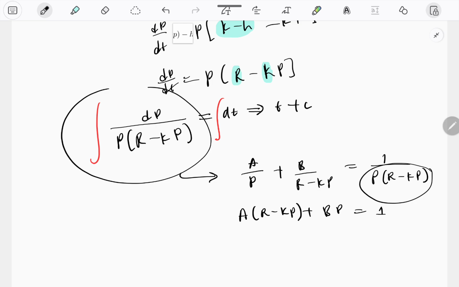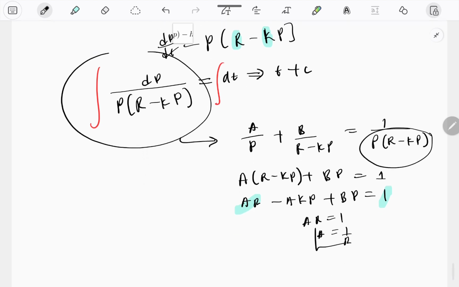So the brackets here, let me distribute: AR minus AKP plus BP is equal to 1. Let me highlight everything that is not a constant. Remember, if you don't have P or T, you are a constant. This is a constant, this one has P, and this one has P. This is the only one with a constant. And this side, this is a constant. So all the constants should equal all the constants, if that makes sense. AR is equal to 1, then that will make my A equal to 1 over R. That's beautiful, right? So we can keep that one in a box.